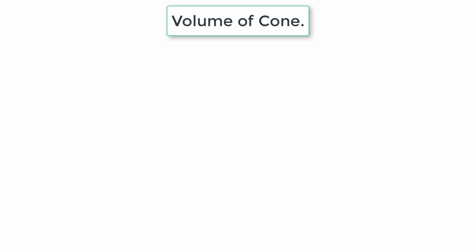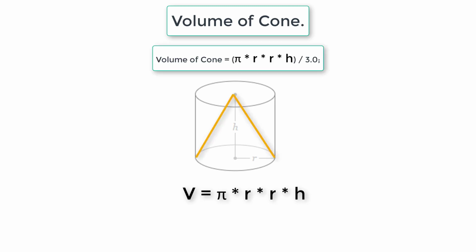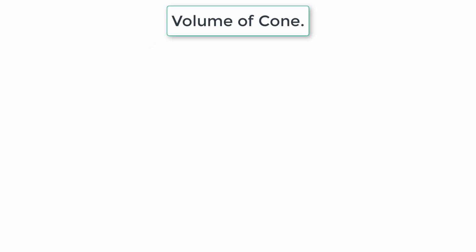Let's write a C program to calculate volume of a cone. It's somewhat similar to cylinder. Volume of cylinder is pi r square h. Volume of cone is 1/3 of pi r square h. Okay, so this is the formula to calculate volume of a cone.